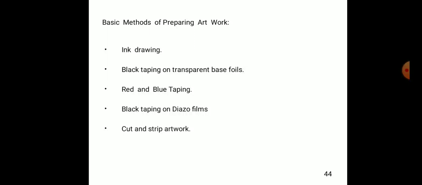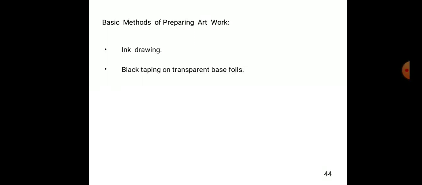Red and blue taping, these types of red and blue tapings are used for the two sides PCB design. The red is one side, blue is another side. The common lines are made by the black taping. Another one is the black taping on the Diazo films we are using. The last one is the cut and strip artwork. So these are the different artworks we use for preparing the layout.